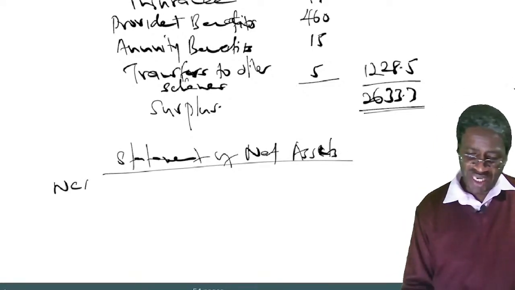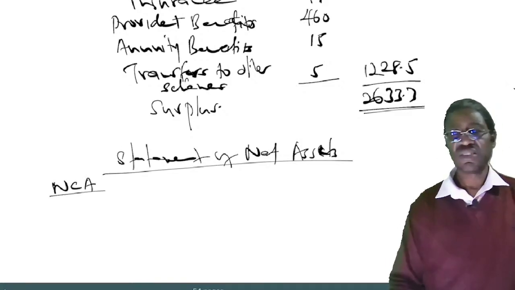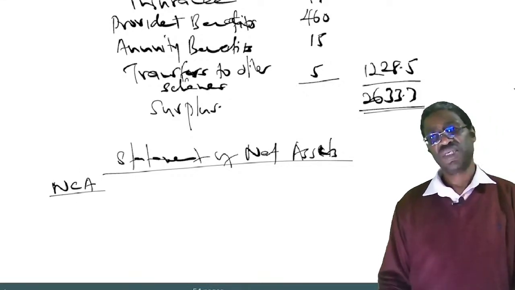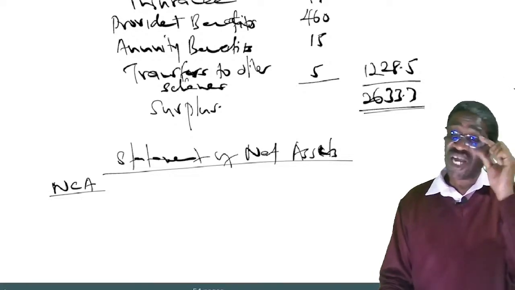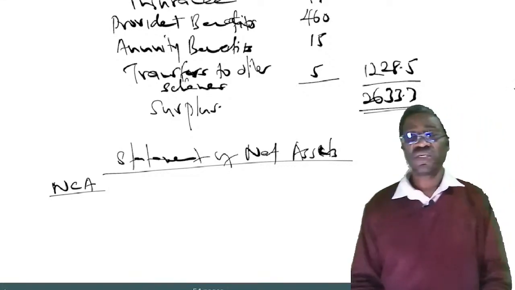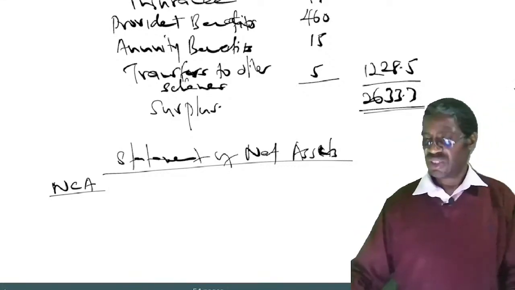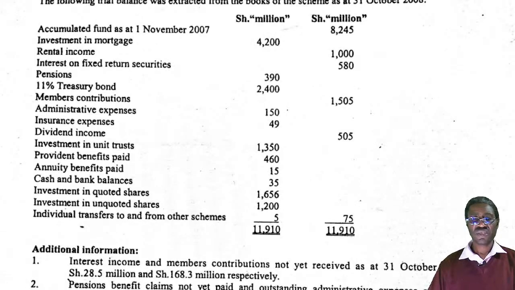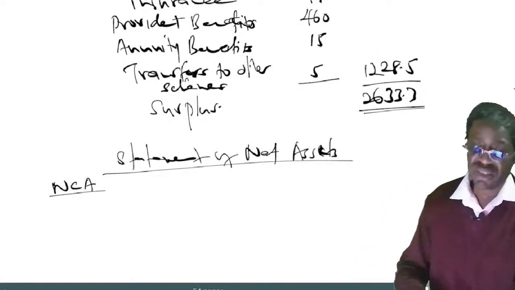Of course, you start with the non-current assets. Those are the fixed assets. I read somewhere mortgage, investments, and so on. Pick them. So let's go to the trial balance and pick those assets. Assets are a debit balance, so I just go to the trial balance and find the assets. From the top of the trial balance, I can see the first one is investments in mortgage, 4,200. There was no adjustment affecting it. Bring it.